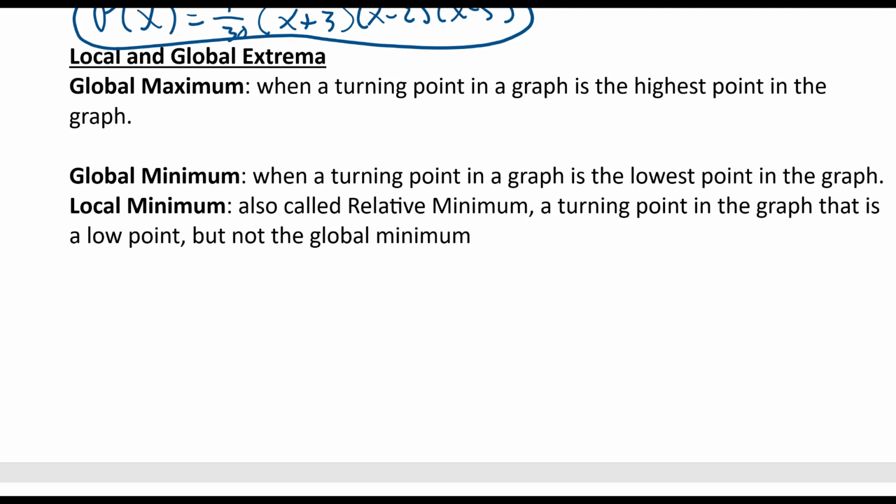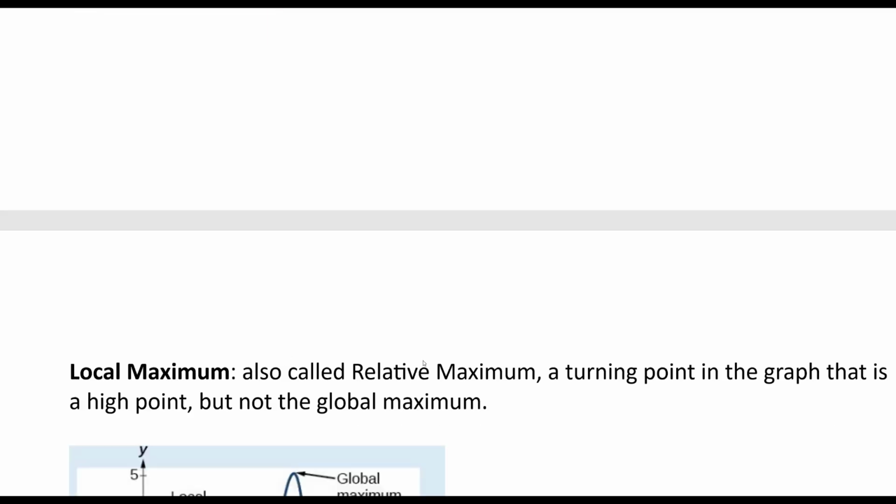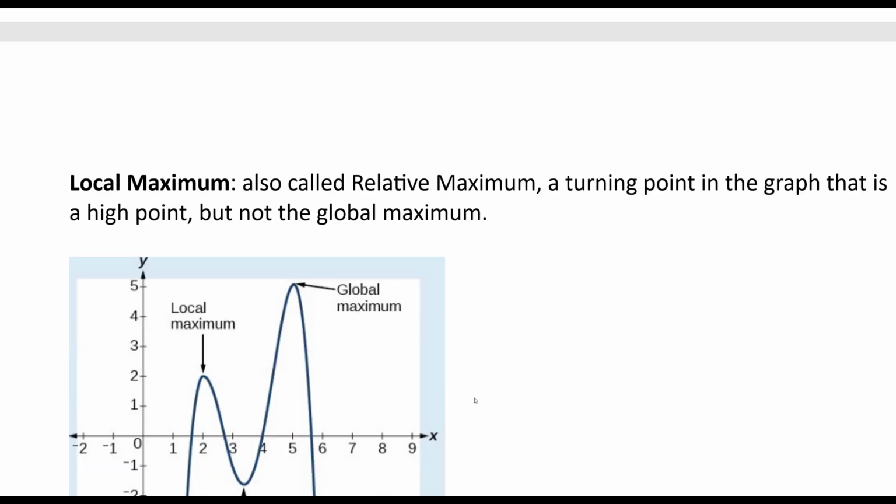Now, a local minimum, also a relative minimum, is a turning point in the graph that is a low point but not the global minimum. And a local maximum, also called a relative maximum, is a turning point in the graph that is a high point but not the global max.